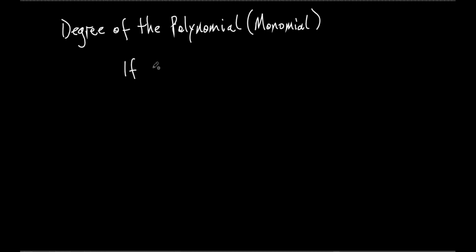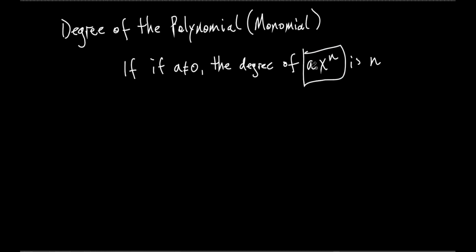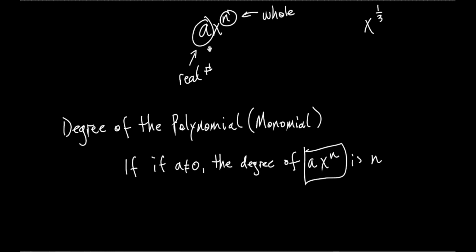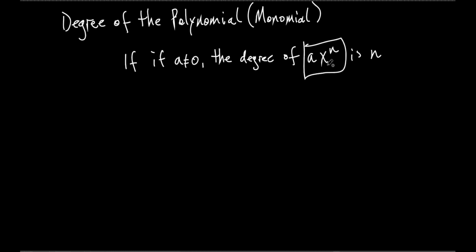It says if a is not 0, then the degree, I'll just write it down. The degree, you guys writing this? The degree of a x to the n is n. So what in the world does that mean? This right here is a monomial. Again, I think we wrote that, yeah, we did it right there. So a has to be what? A real number. n has to be a whole number.